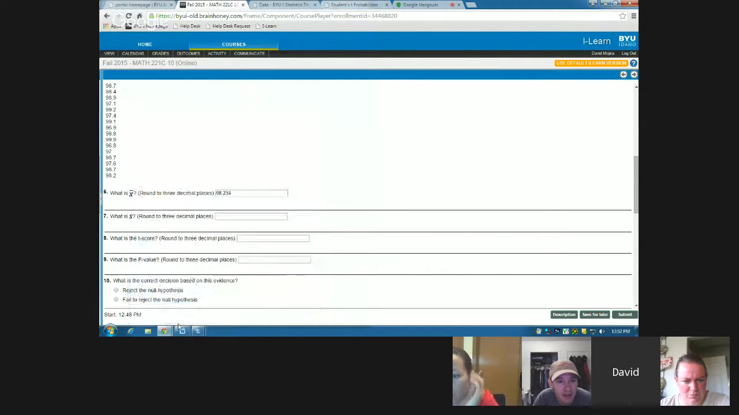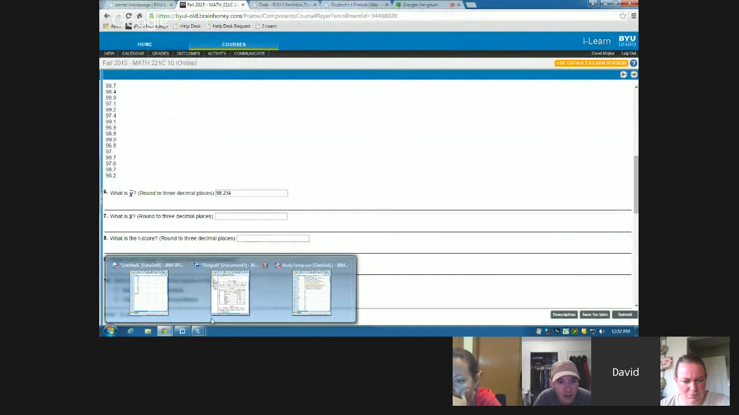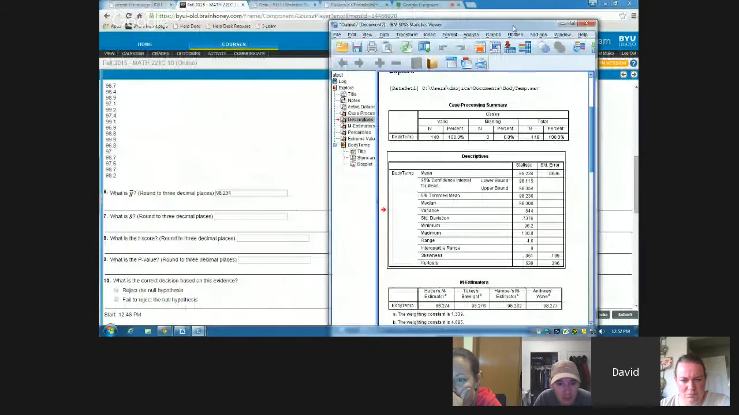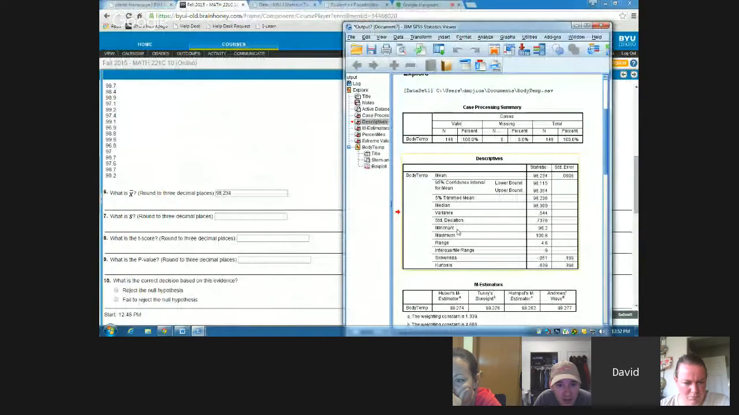So S is the sample standard deviation, right? So we would just use the same. We just find where the standard deviation is on this. Yep. 0.738. I have 0.7376. Right. And then just round it.